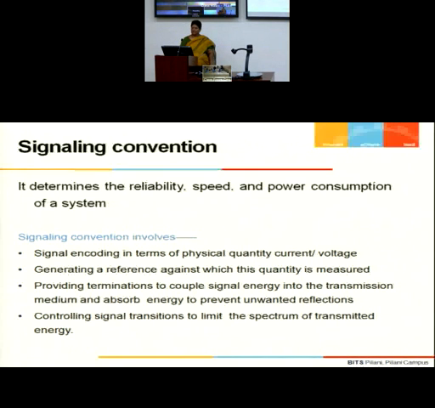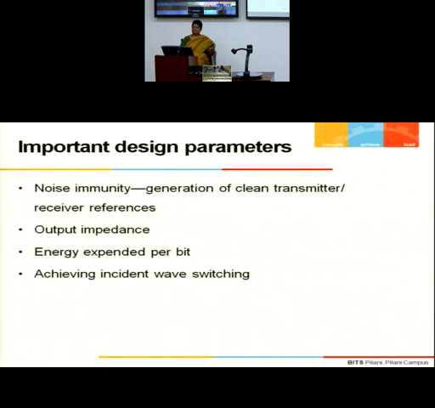Clear? So, design parameters that you design when you design the system: complete noise immunity. Okay? Design of a very clear transmitter and receiver, as I said, references or detection threshold across which the physical quantities are measured. And then design of output impedance of drivers. And then we should also know how much energy, because we want to save on power consumption.